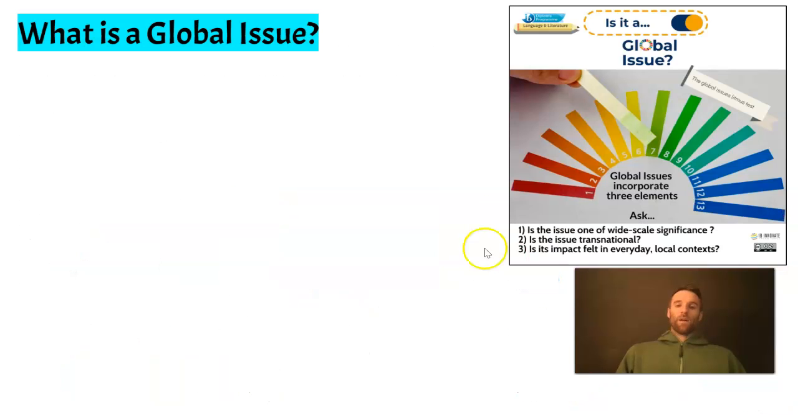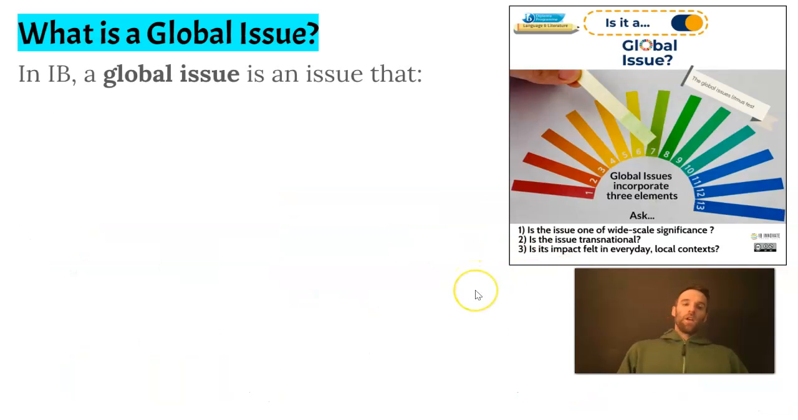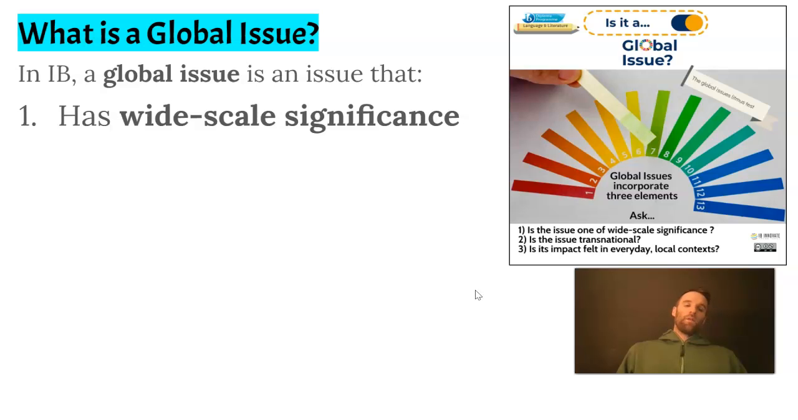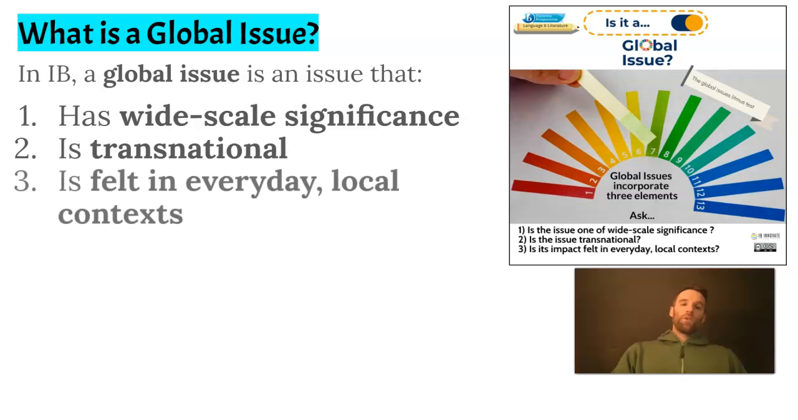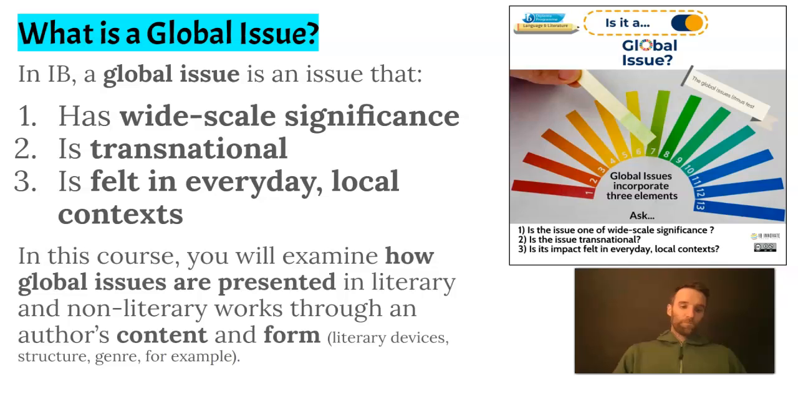And so let's take a moment to look at global issues again. Global issues are something with wide-scale significance, so it affects a lot of people. Transnational, not just people in the United States, not just people in another country, but people in multiple countries around the world. And it's an issue that's felt every day, locally, with just normal people. So in this course, you're going to see global issue over and over again. You already have. So we're always connecting literary and non-literary work to global issues.